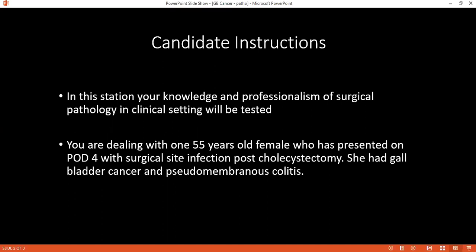Okay, and what are the common organisms which are seen in case of necrotizing fasciitis? Streptococcus pyogenes, Staphylococcus aureus, Clostridium perfringens, Bacteroides fragilis, E. coli, and Pseudomonas. Okay, what is the criteria to confirm your diagnosis of necrotizing fasciitis?